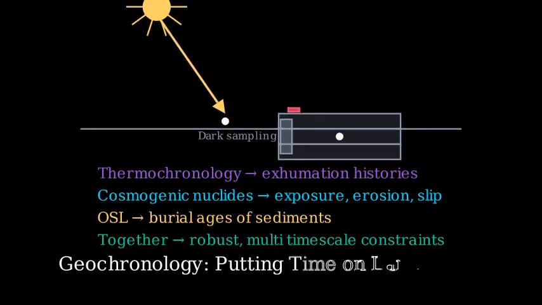Thanks for learning. In practice, multiple samples and inverse modeling help address complexities like changing rates and heat advection. The key is to match the method to the question and timescale.